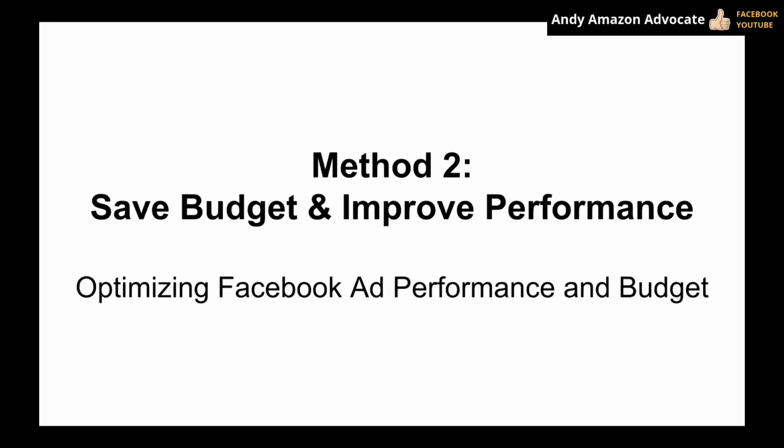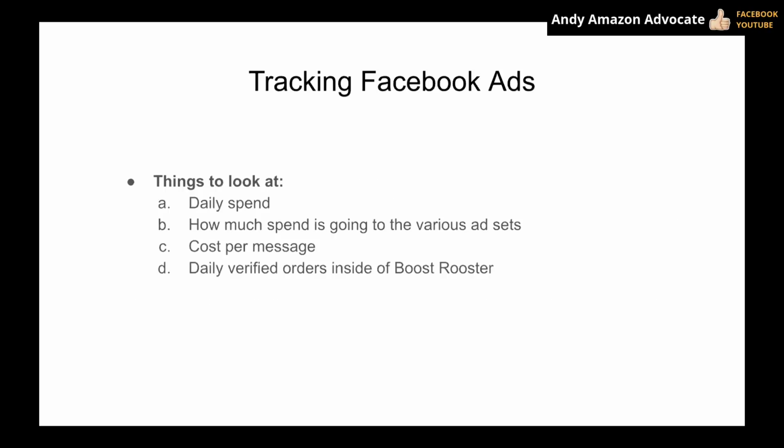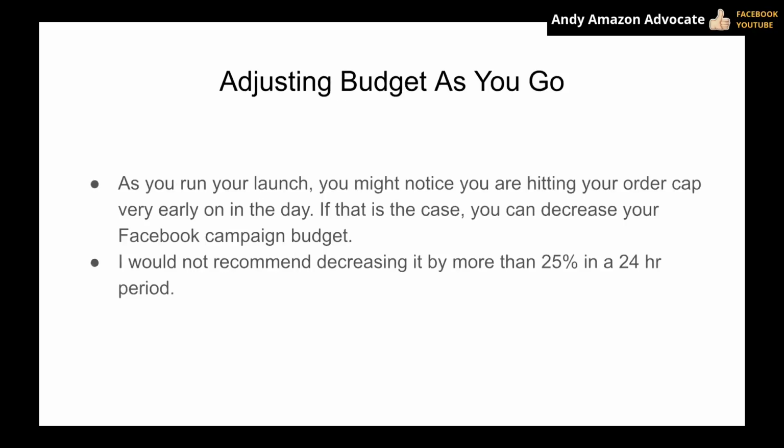So, optimizing Facebook ad performance and budget. Here's some things that you can look at. And if I'm going too fast, you guys have questions, I'm going to do Q&A later, so just let me know, okay? For Facebook ads, we look at daily spend, how much spend is going to various ad sets, what is our cost per message on Facebook, and how many orders are we getting on a daily basis?